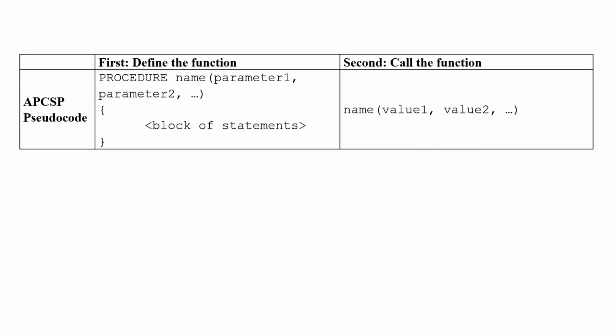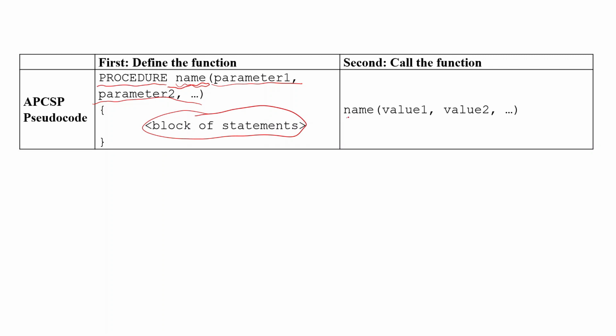So what this looks like in the pseudocode, again, with the procedures, you define the function and then you call it. So now you see we still have the word procedure, all capital to define a procedure. Then we have the name of our function. And then now inside our parentheses, we're going to have parameters. And these are just going to be variable names. And within this block of statements, we're going to do something with those variables we are passed. Okay, so it's just going to be variable names.